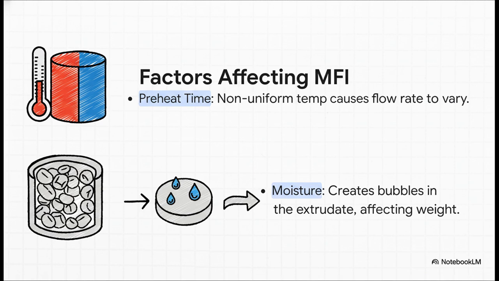But you have to remember, if you want an accurate result, you've got to control your variables. If the machine isn't preheated just right, your flow will be all over the place. If your plastic pellets have any moisture in them, you'll get bubbles, and that'll throw off the weight. And if you don't pack the pellets down properly to get rid of trapped air, that can also lead to errors. You know, in a lab setting, precision is everything.